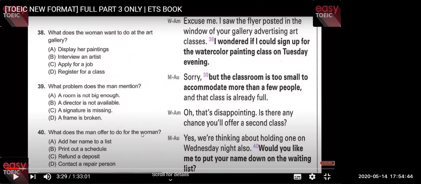What does the man offer to do for the woman? Add her name to the list, print out a schedule, refund the deposit, or contact a repair person. So here we have another phrasal verb. Put your name down. If you put your name down, you add it, or you sign. But in this case, he is making an offer. Would you like me to? Is making an offer to someone. So he's offering to add her name on the waiting list.